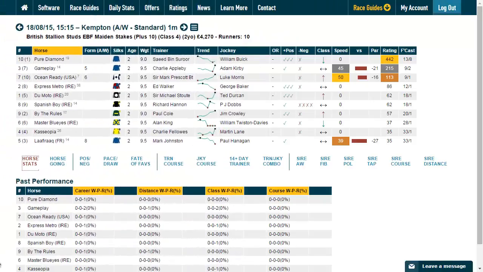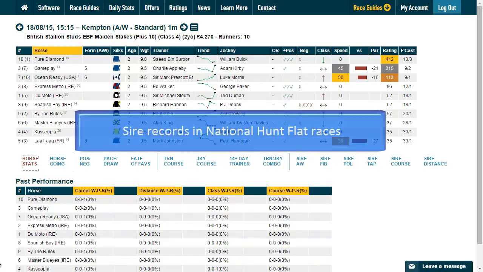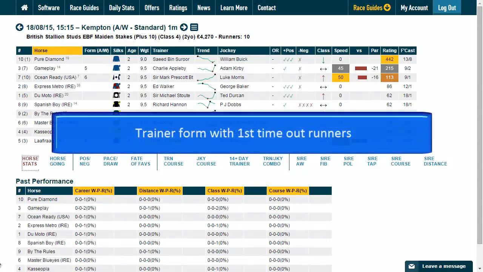Proform form book offers unparalleled and industry-leading horse racing statistics and data. Once you've analysed our data, we can reveal literally thousands of profitable statistics covering many trends and angles not available elsewhere. For example, sire records in national hunt flat races, a trainer's form with first-time out runners, or a horse's record on a specific going.